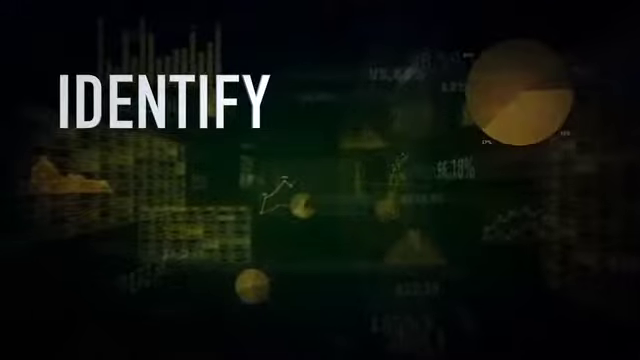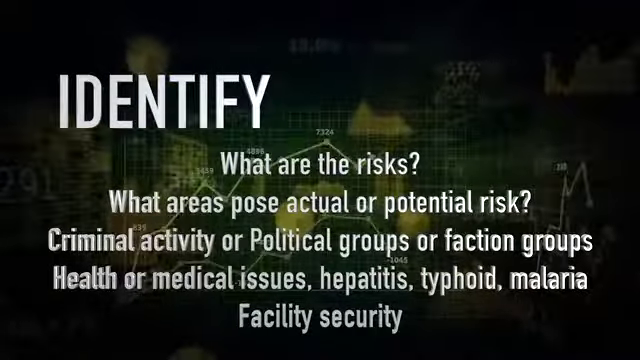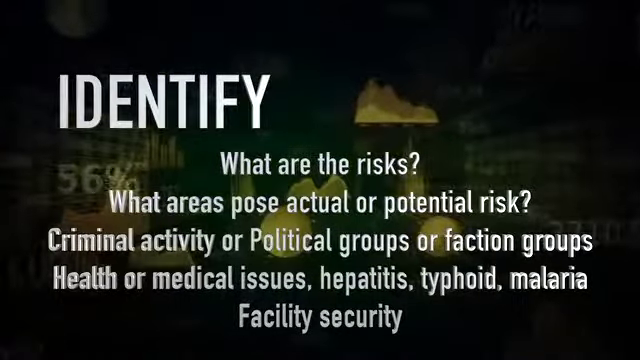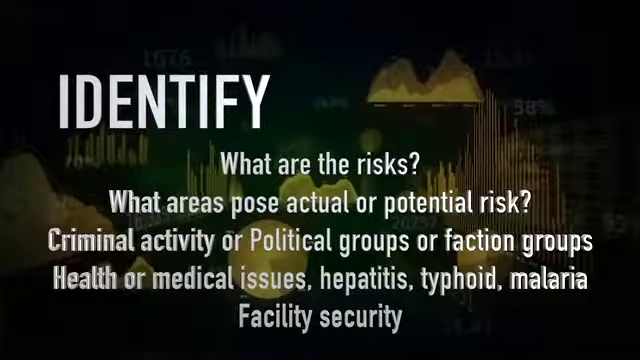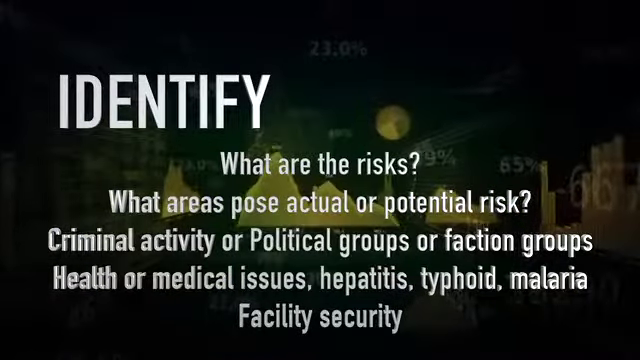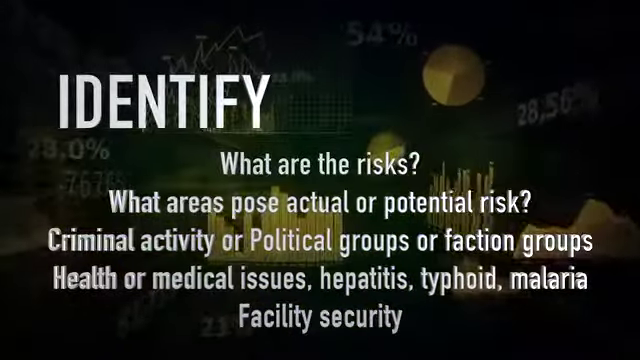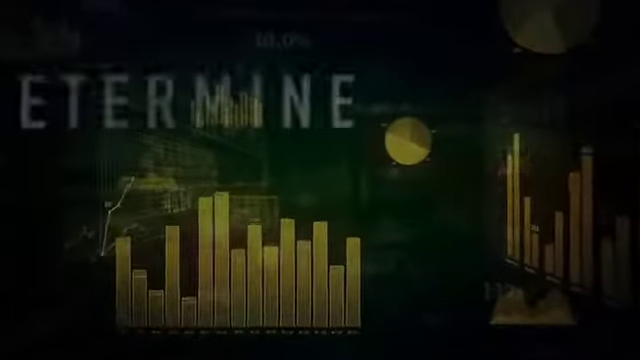Now that we've learned the 5 steps, let's go over them in more detail. Number one, identify. What are the risks? What areas pose actual or potential risks? Some examples: criminal activity, political groups or faction groups, health or medical issues like hepatitis, typhoid or malaria, or physical facility security.